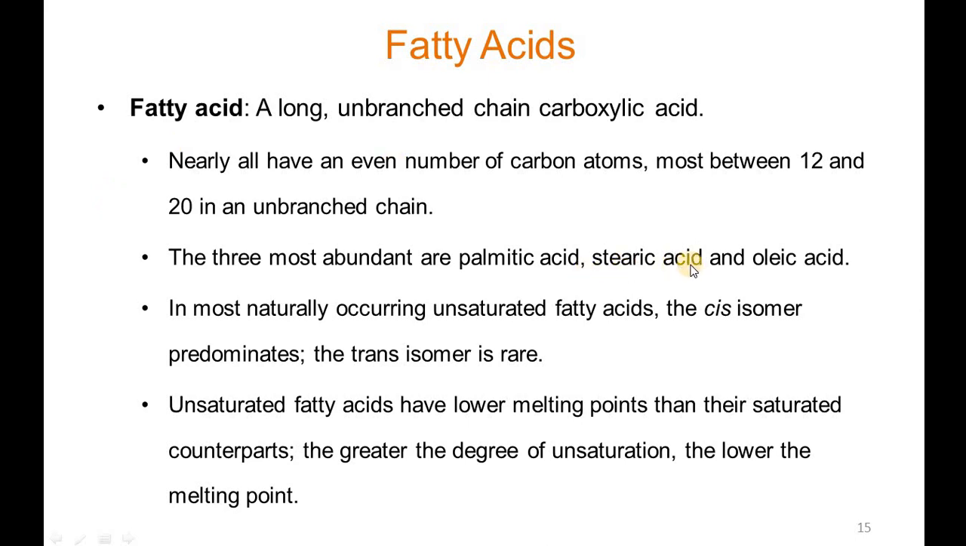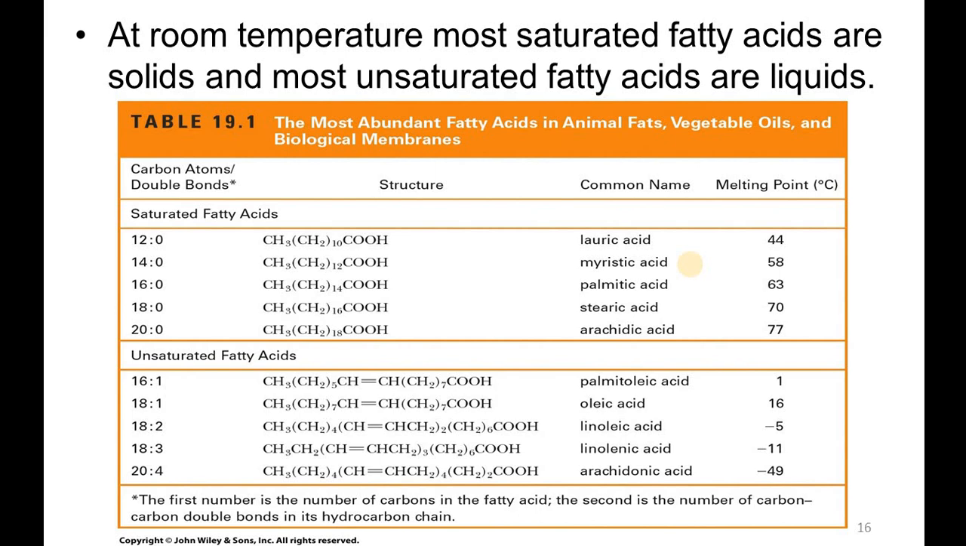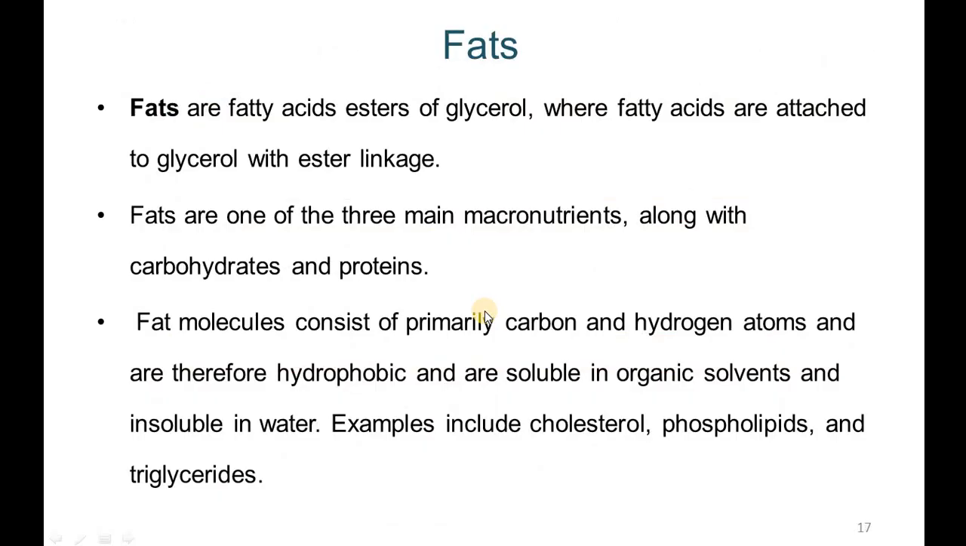In most naturally occurring unsaturated fatty acids, the cis isomer predominates and the trans isomer is rare. Unsaturated fatty acids have lower melting points than their saturated counterparts. At room temperature, most saturated fatty acids are solid and most unsaturated fatty acids are in liquid form, and this particular table is regarding the most abundant fatty acids found in animal fats, vegetable oils, and biological membranes. So you just have to go through this particular table.